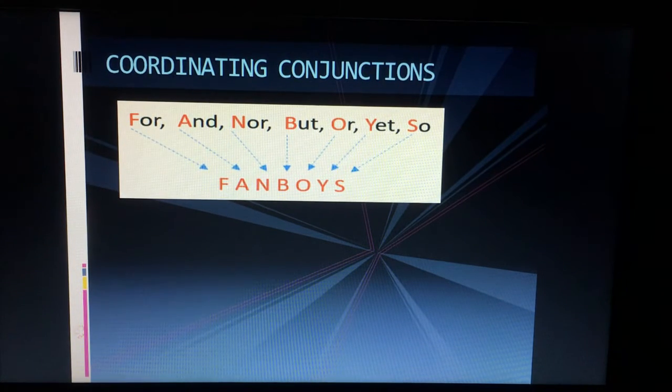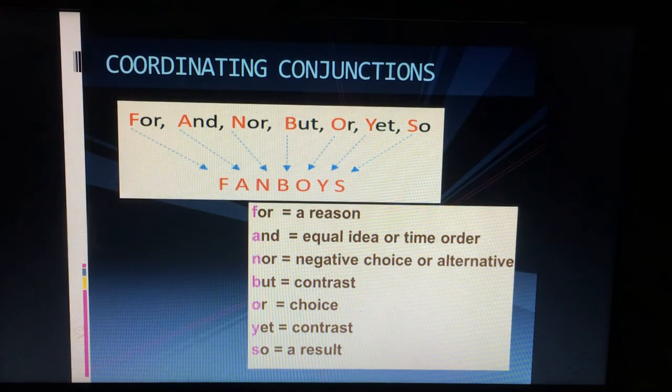This is a very easy way to memorize coordinating conjunctions. For gives a reason, and gives an equal idea or time order, nor gives negative choices or alternatives, but gives contrast or choice, yet gives contrast, and so gives a result. So this is the list of coordinating conjunctions.